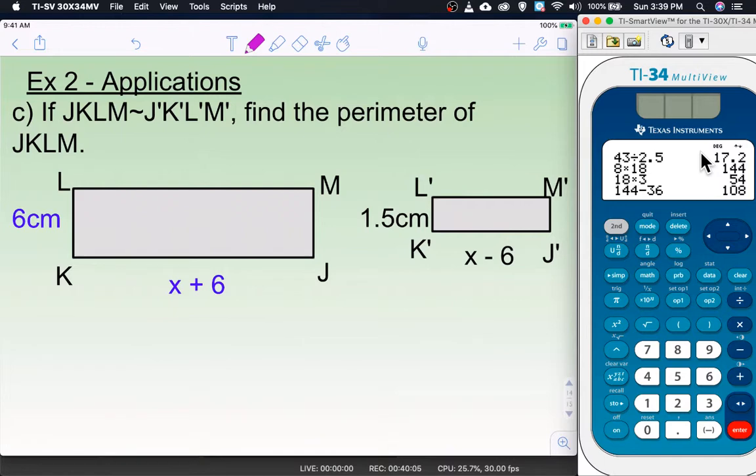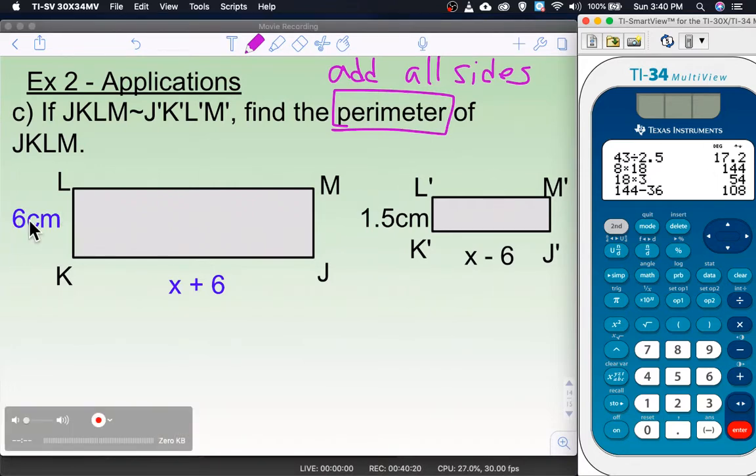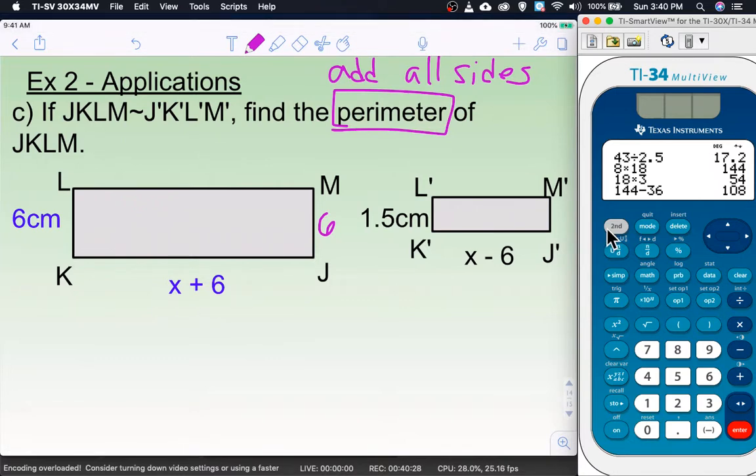All right, so perimeter is what you get if you add up all the sides of a figure. Add all sides. And I can't do that because, well, I know this is 6, and I know its opposite side is 6, but I don't know what the top and the bottom are. I don't have a number there. It's just x plus 6. So we need to find x, just like the previous problems. In order to find x, we're going to set up a proportion, and then we're going to cross multiply, and then we go from there.